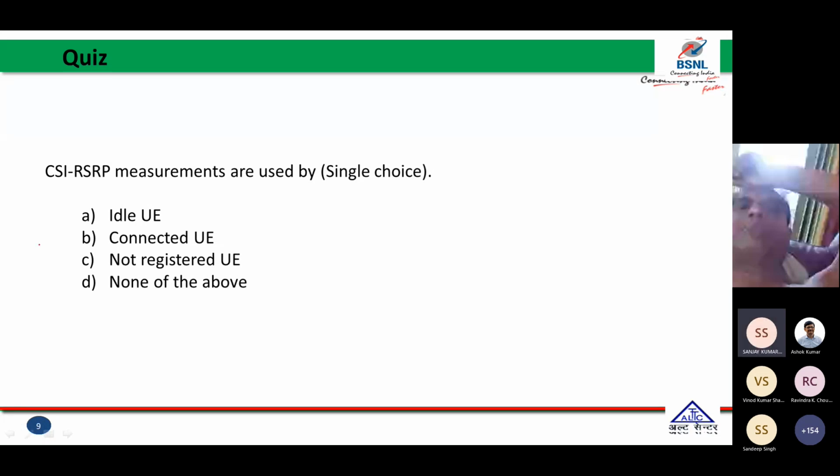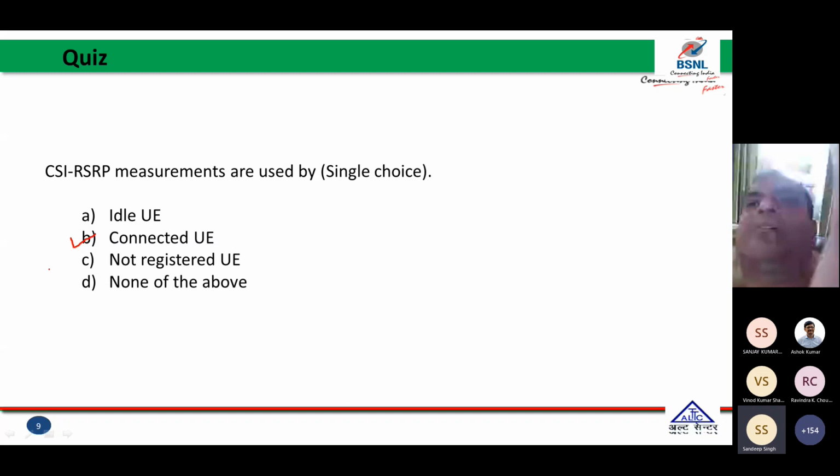Connected UE. That is because the CSI-RS reference signal is always allocated to the connected UE. The resource element for CSI-RS is allotted for the connected UE only. That's why CSI-RS is measured only by the connected UE. CSI-RS resource element is not present in the case of idle UE. If there is no UE in that cell, there is no CSI-RS allocated by the gNodeB for any users.